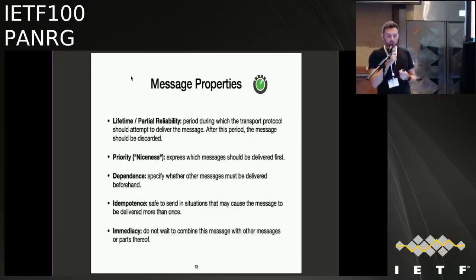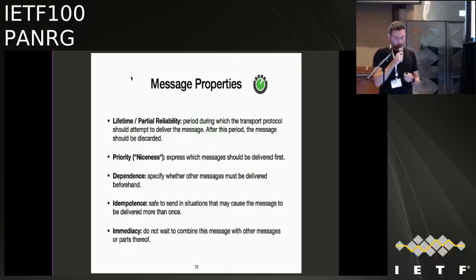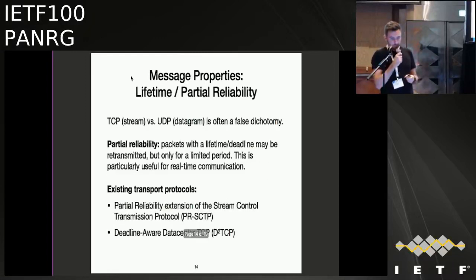I will mainly talk about the properties that the application can set for the messages. The first one is the one I've already talked about, lifetime or deadline for partial reliability. The second one is priority, or more exactly niceness, which expresses which messages should be delivered first. Then there's dependence, specifying if other messages should be delivered beforehand. Idempotence specifies whether it is safe to send in situations that may cause a message to be delivered more than once. And immediacy is just to say, do not wait to combine this message with other messages or parts thereof.